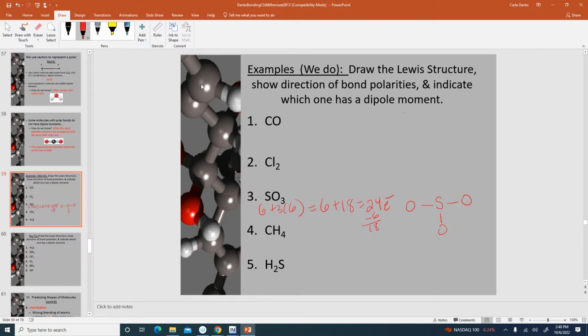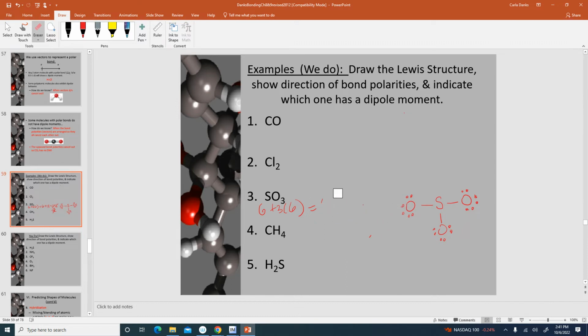So 24 minus 6, that means we have 18 electrons, or lone pairs, to place. So 2, 4, 6, 8, 10, 12, 14, 16, 18. So we run out of electrons. We've used all 18. Now check for your octet rule. All the oxygens are good, but sulfur is not. So this is, again, where you have to borrow and share.